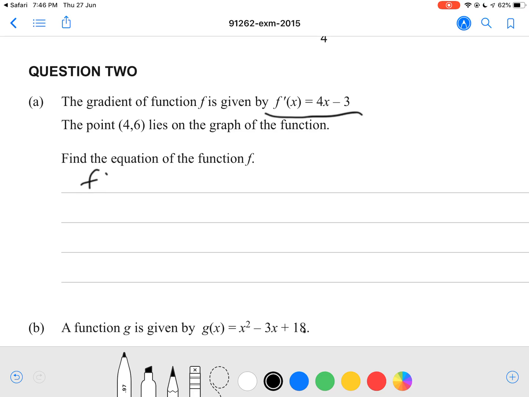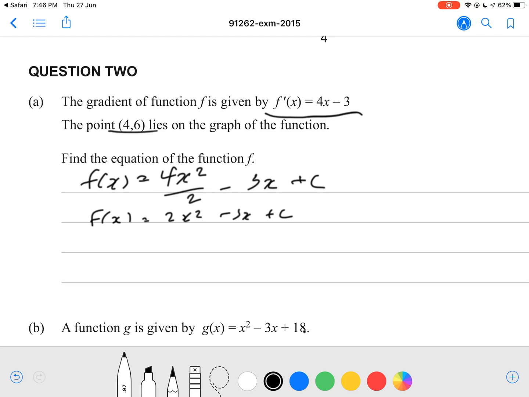So basically, we can say f of x equals 4x squared divided by 2 minus 3x plus c. If we simplify this, f of x equals 2x squared minus 3x plus c. Okay, we have our point (4, 6) lies on the graph. So we're going to substitute x equals 4 and y equals 6.